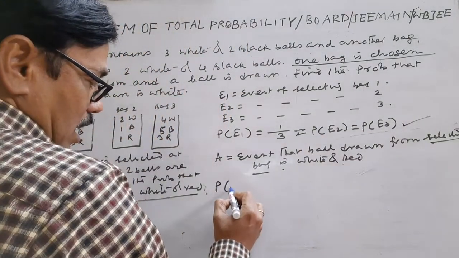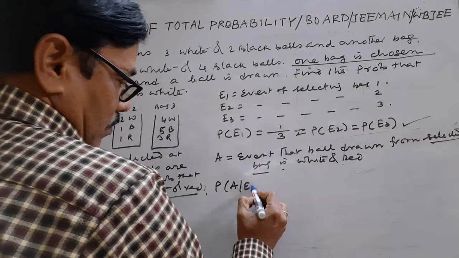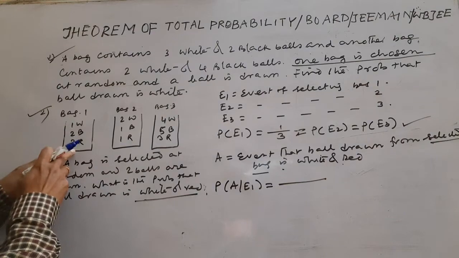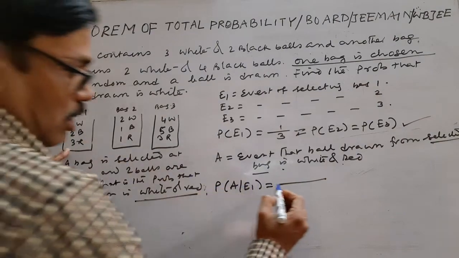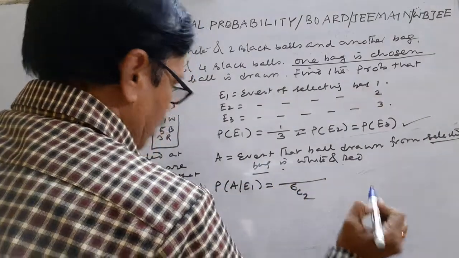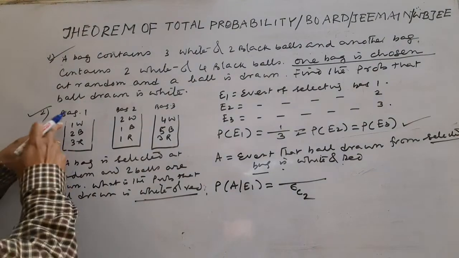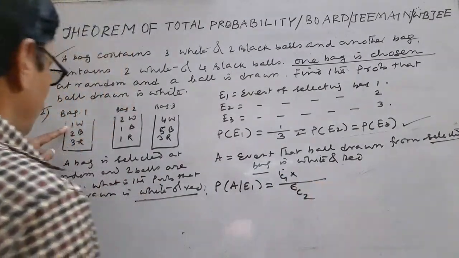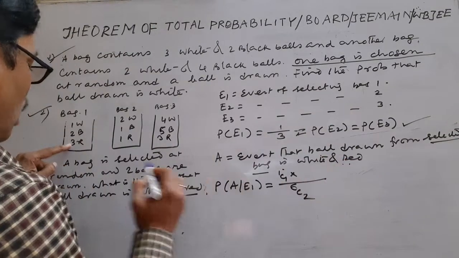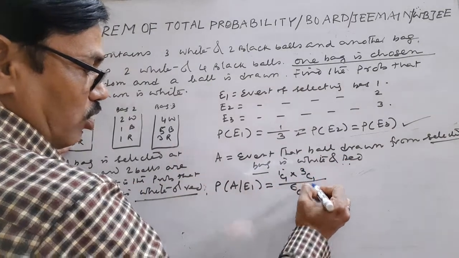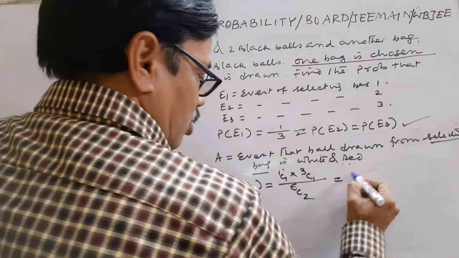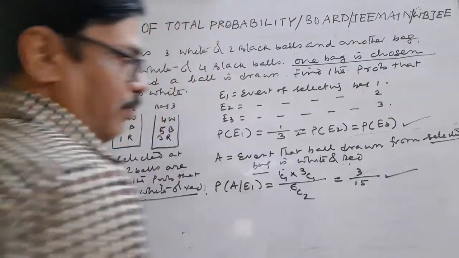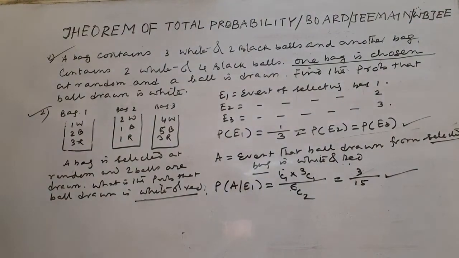So P A by E1. So E1 total balls is 6. So you have to take 2. 6C2. And how many white balls? 1. 1C1, and into. And red balls, how many red balls? 3. So 3C1. So this is 3 by 6C2. This is 15. This is 15.